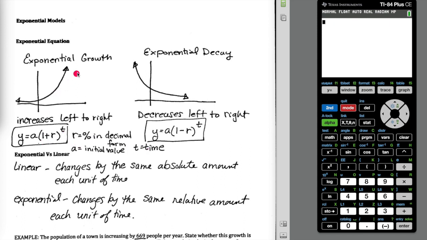Now, notice the difference between the exponential growth equation and the exponential decay. The only difference is that when we're growing by a certain rate, we're going to add the R. When you're decreasing by a certain rate, we're going to subtract the R. That's the only difference.